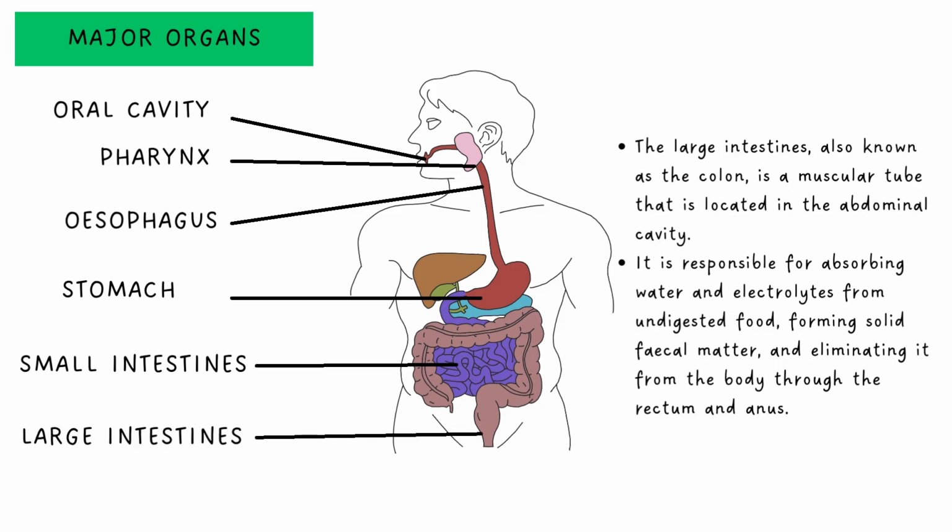The final major organ is the large intestines, also known as the colon, and is a muscular tube located in the abdominal cavity. It is responsible for absorbing water and electrolytes from undigested food, forming solid fecal matter and eliminating it from the body through the rectum and anus.